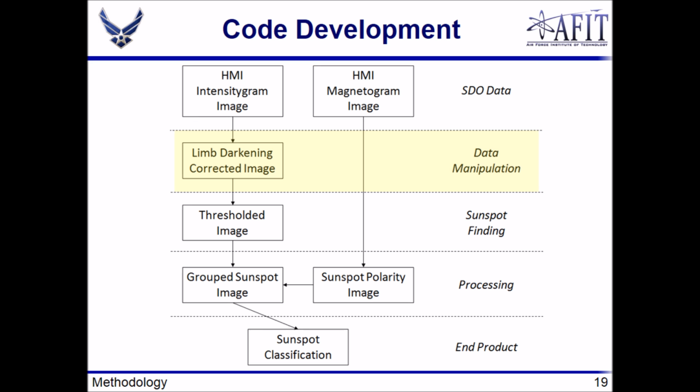The second part here, we do some data manipulation, where it's basically some image processing steps that give us what we want. A thresholding step where we detect all of the sunspots that are visible on the sun. Once we've detected all the sunspots, I want to go ahead and group all the sunspots in the appropriate groups. And then the last step there is simply the end product, the classification of the groups that I detected.